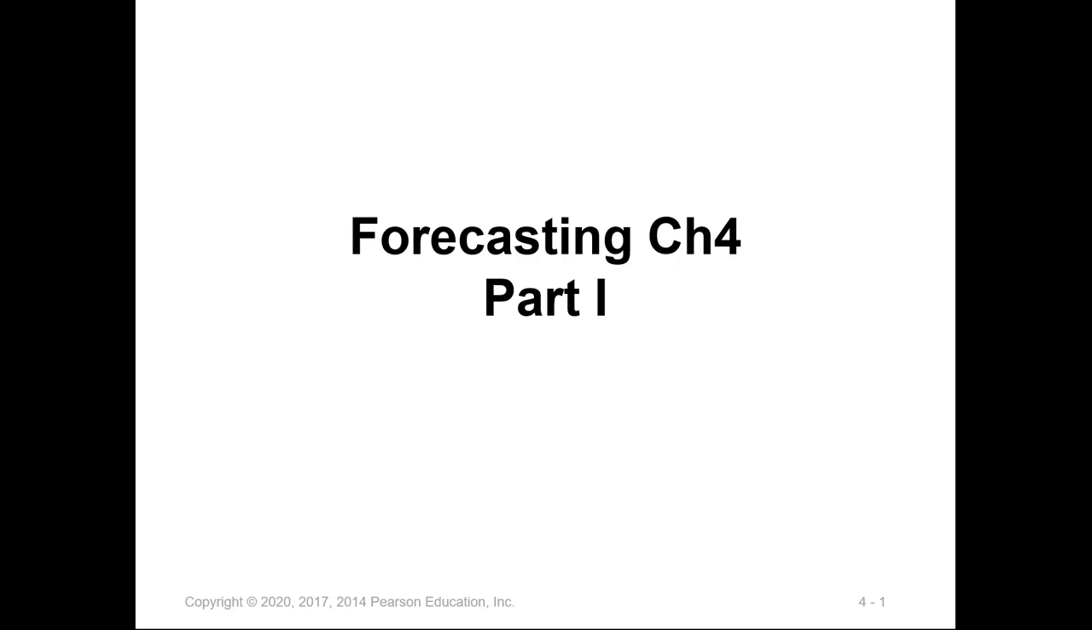This session will address the qualitative techniques, the time series techniques of simple moving average, weighted moving average, and simple exponential smoothing, and the forecast error measurements of MAD, MSE, and possibly MAPE. And when we get to that, you will know the abbreviation for each one of them, what does it mean, and how we're going to use it.